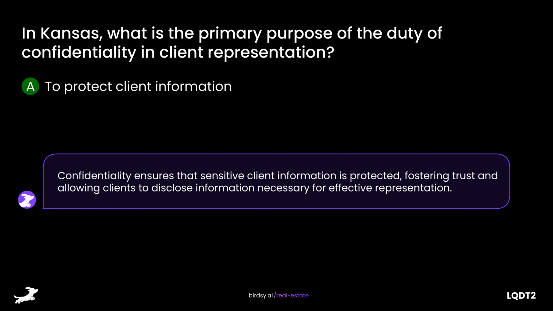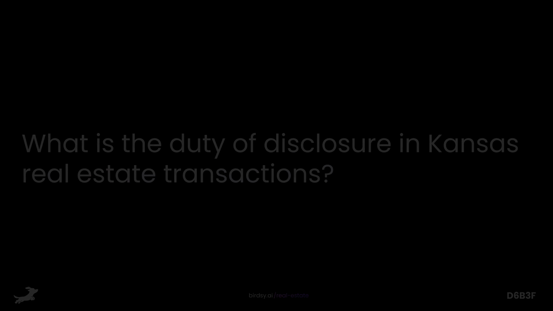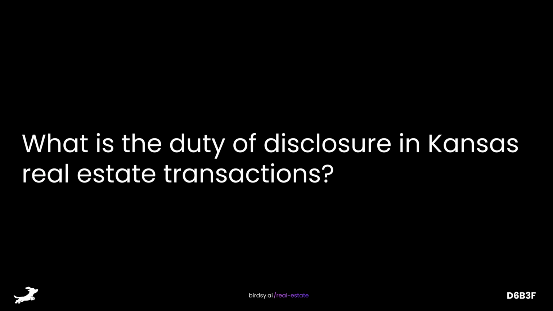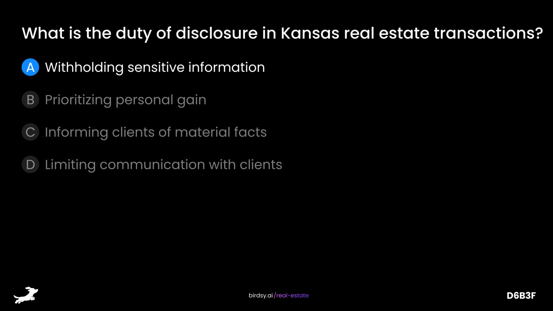Confidentiality ensures that sensitive client information is protected, fostering trust and allowing clients to disclose information necessary for effective representation. What is the duty of disclosure in Kansas real estate transactions? Is it A, withholding sensitive information, B, prioritizing personal gain, C, informing clients of material facts, or D, limiting communication with clients? The answer is C, informing clients of material facts.